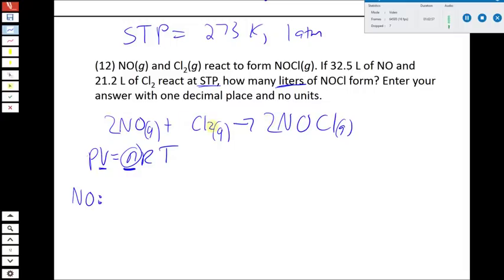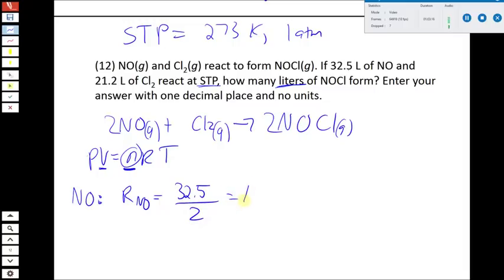But if everything's in the gas phase, pressure, volume, and number of moles are all related to each other, so we can treat those ratios equivalently. So if we want to find the stoichiometric ratio for NO, the way that I prefer to do it for finding a limiting reactant, we just take the volume of that and divide it by the coefficient, which is 2.